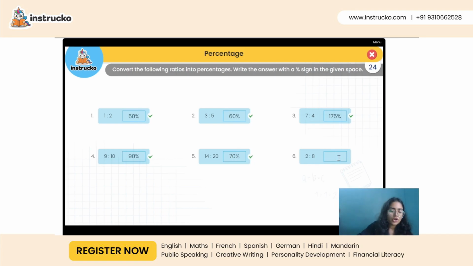Next up, you have 2 by 8. So you write 2 in the numerator, 8 in the denominator. Then you divide 100 by 8, or you can try to simplify. 2 by 8 is 1 by 4.